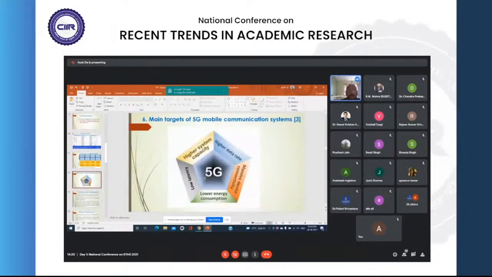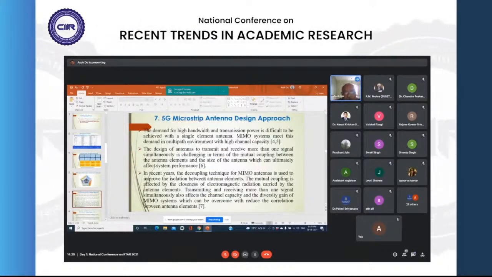Now I am coming to the main topic of this talk, the microstrip antenna design approach. The demand for high bandwidth: we have already discussed previously that the antenna requirement in 5G is a very high bandwidth antenna. The transmission power should be high, and we want a large number of signals to be transmitted and received simultaneously, and for that only the MIMO system can meet this demand. To design a MIMO antenna, multi-path environment and high channel capacity, you have to consider that designing antennas to transmit and receive more than one signal simultaneously is a challenging task. That means we have to use a number of antennas which will transmit different signals simultaneously.